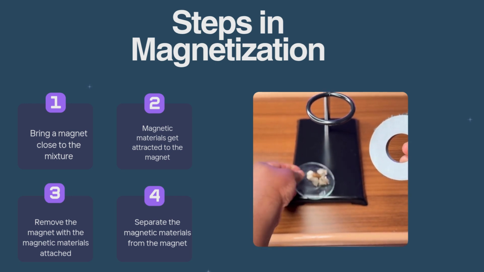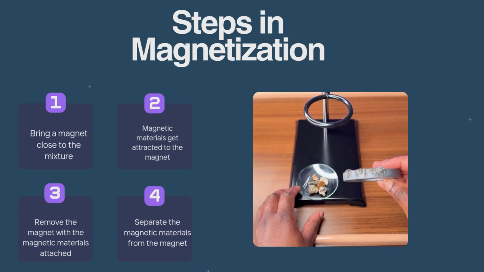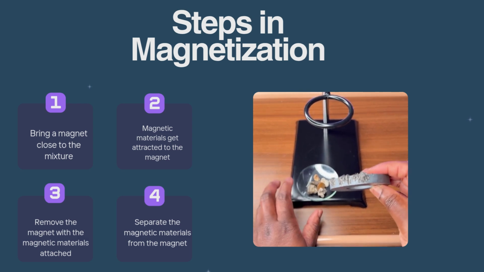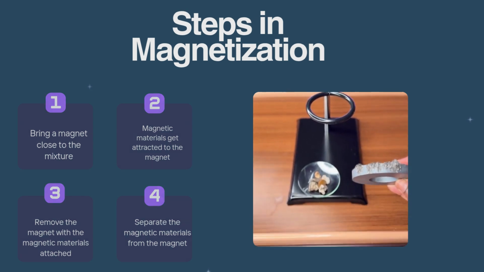And voila, we've separated our mixture. So magnetization is a separation method that you can use when at least one of the components of the solid mixture is magnetic in nature.